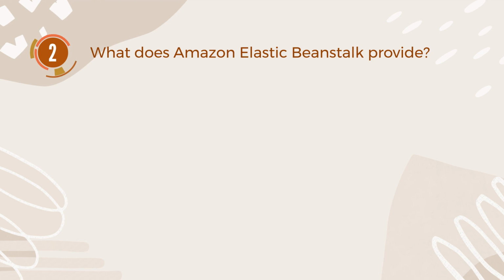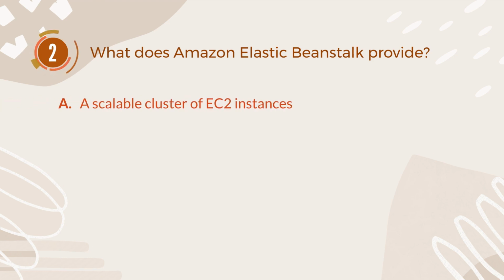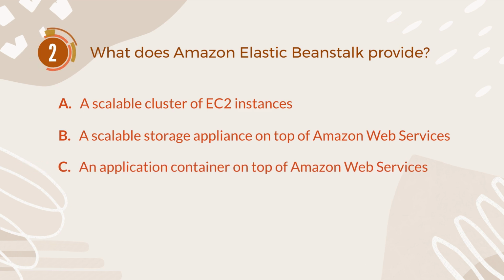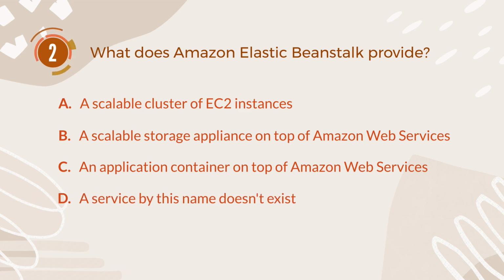Number 2. What does Amazon Elastic Beanstalk provide? A. A scalable cluster of EC2 instances. B. A scalable storage appliance on top of Amazon Web Services. C. An application container on top of Amazon Web Services. D. A service by this name doesn't exist.